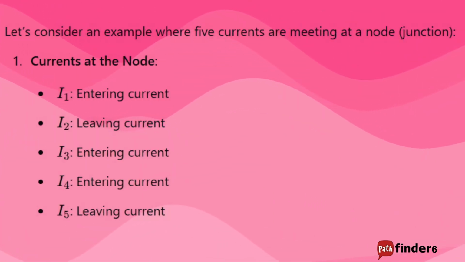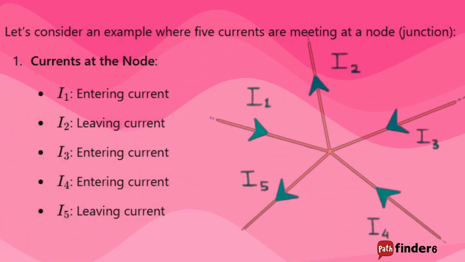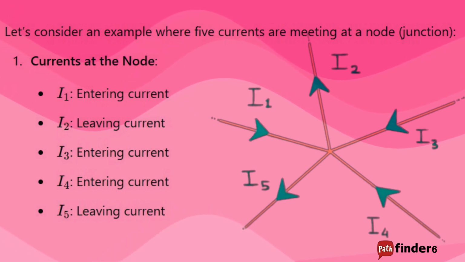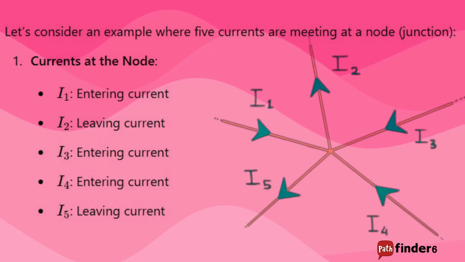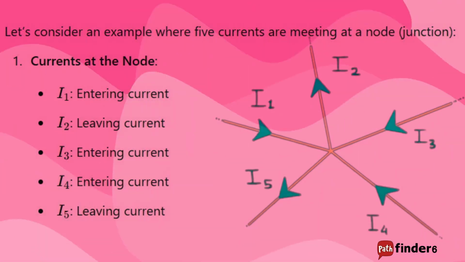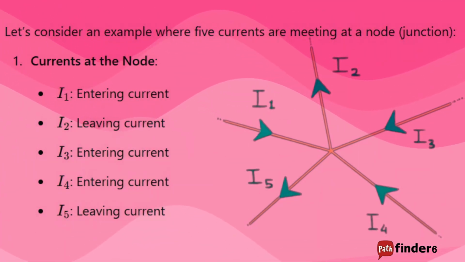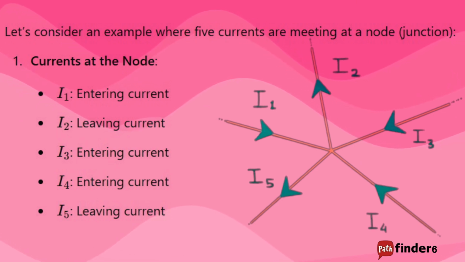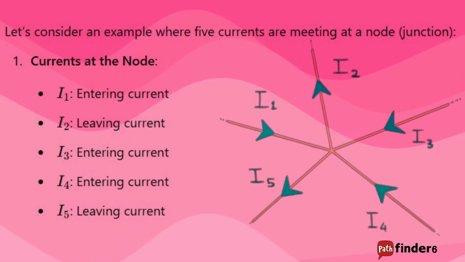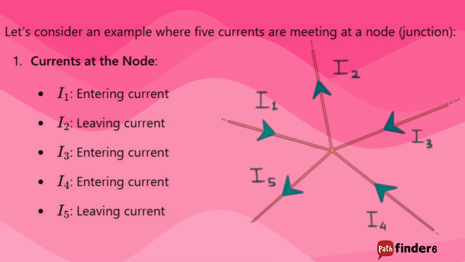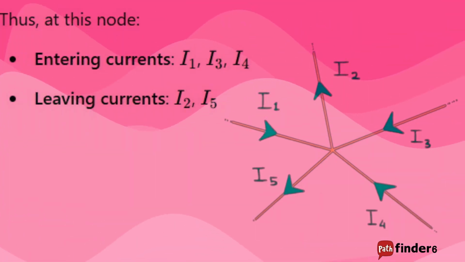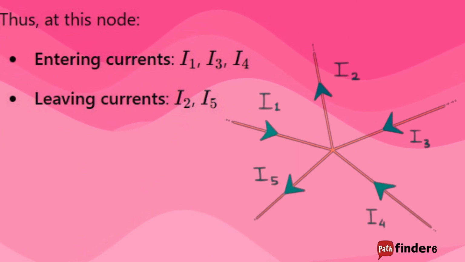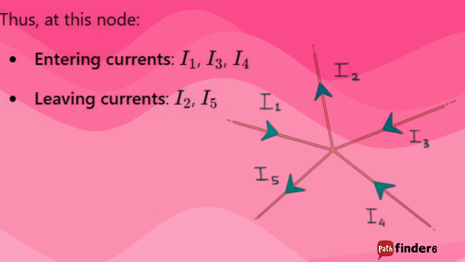Let's consider an example where 5 currents are meeting at a node or junction. Currents at the junction: I1 is the entering current. I2 is the leaving current. I3 is the entering current. I4 is the entering current. I5 is the leaving current. Thus, at this junction, entering currents are I1, I3, and I4. Leaving currents are I2 and I5.